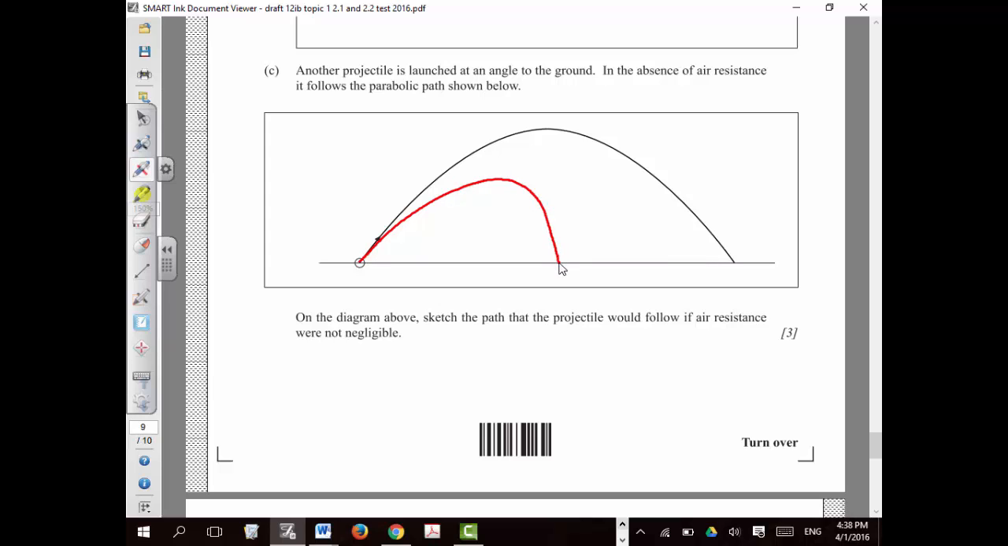Okay, that's kind of exaggerated, the asymmetry, but there are 3 points that this question was looking for. That's the lower height, the shorter range, and the asymmetry of the graph. Okay, so that's the end of question number 2. We'll have a look at question number 3 in the next video.